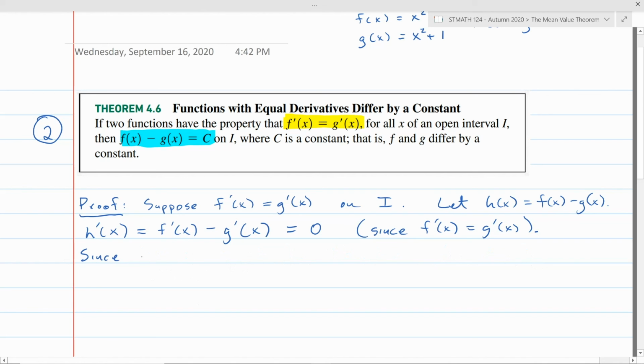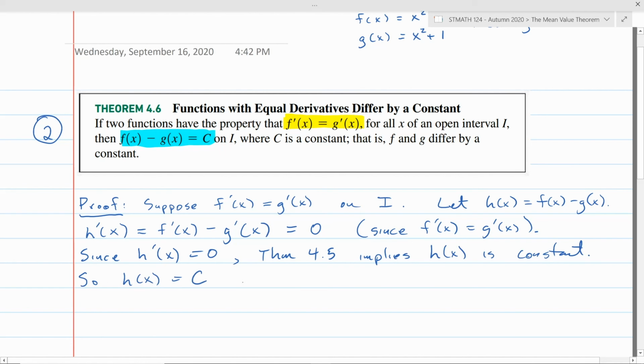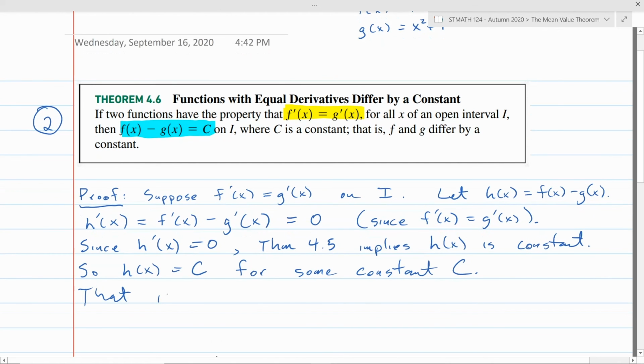Now, since h prime of x is equal to 0, the previous theorem tells us something about when the derivative is equal to 0 on an entire interval. Theorem 4.5 implies h of x is constant. So h of x is equal to some constant c. Remember, h of x is just f of x minus g of x, right? So f of x minus g of x is equal to some constant, which was what we wanted to establish.